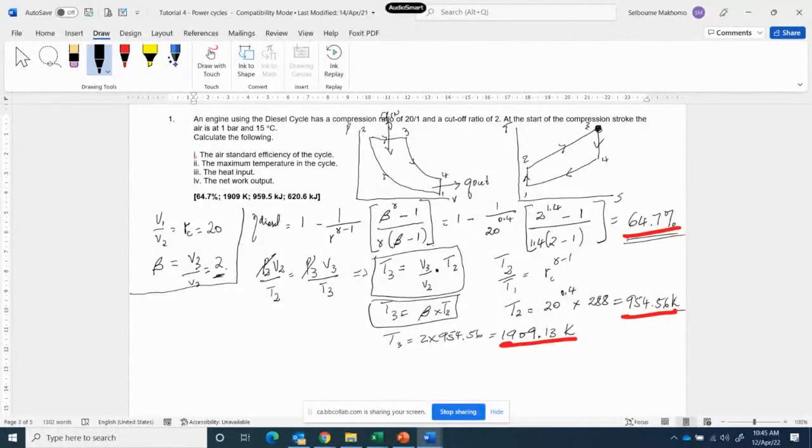Heat input is between 2 and 3. So we say Q in equals Cp. Remember now, heat addition takes place at constant pressure. So it's Cp, not Cv, multiplied by T3 minus T2.